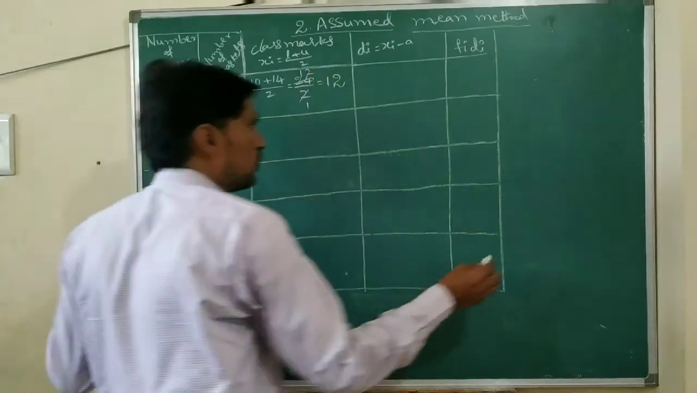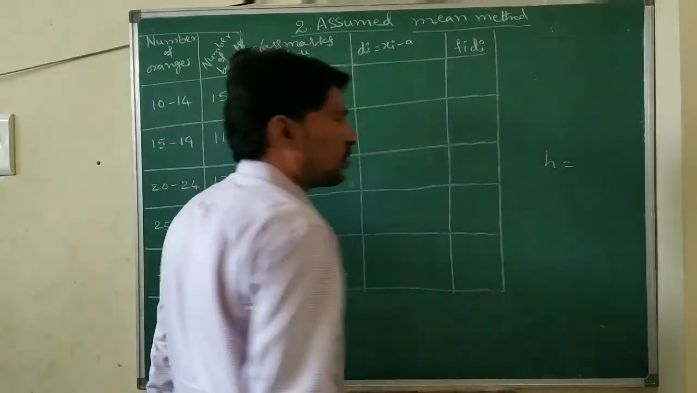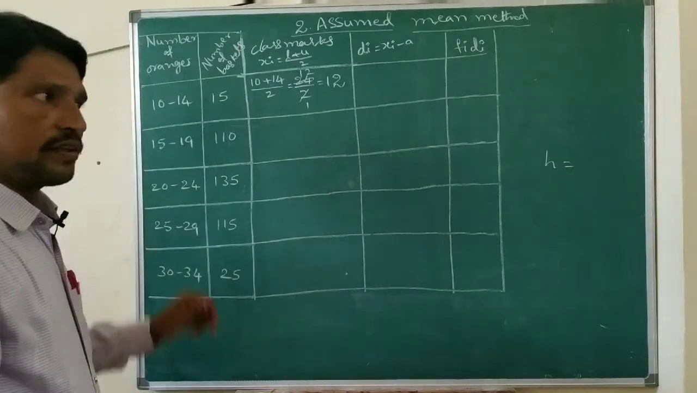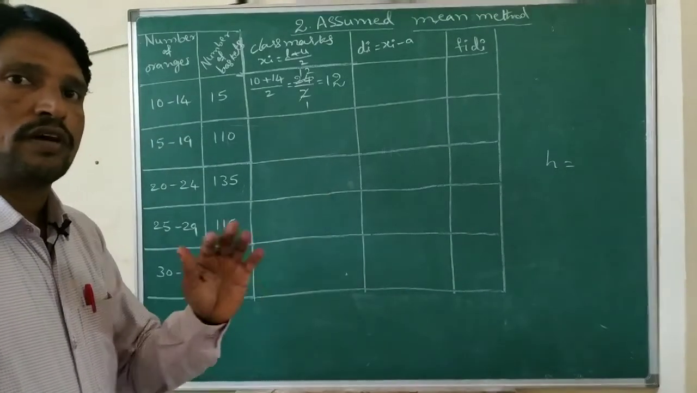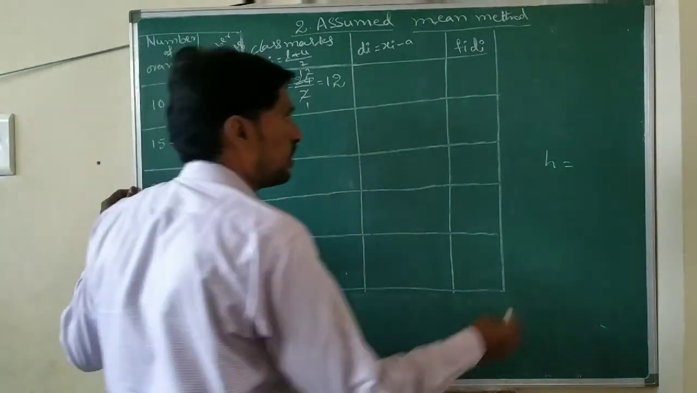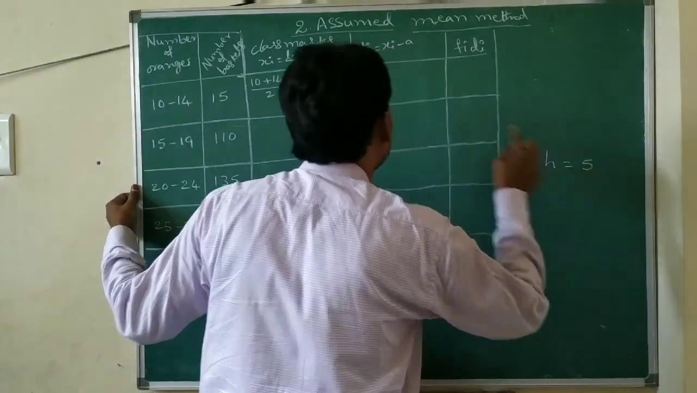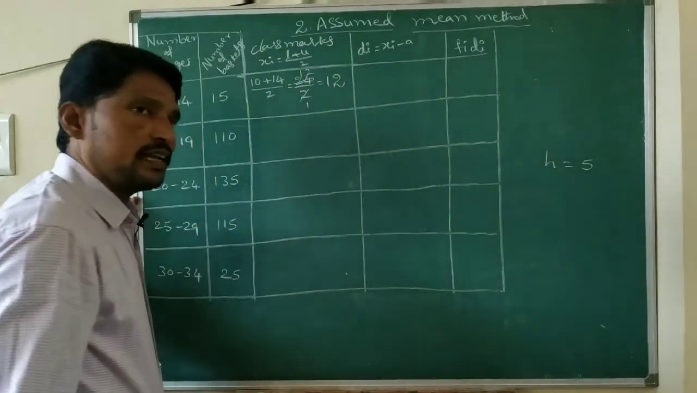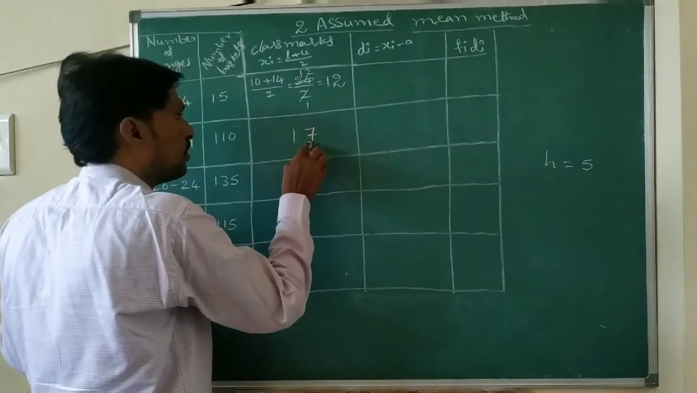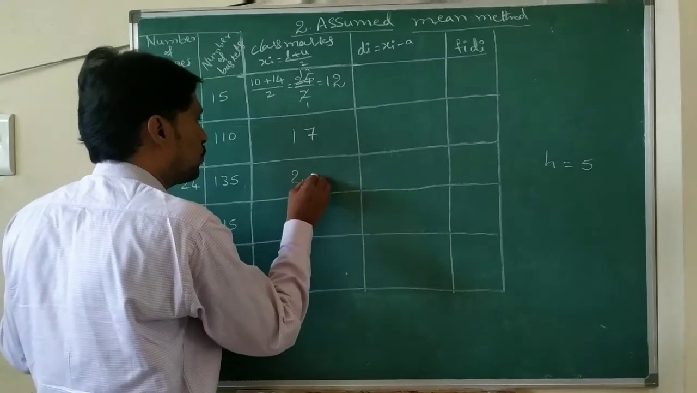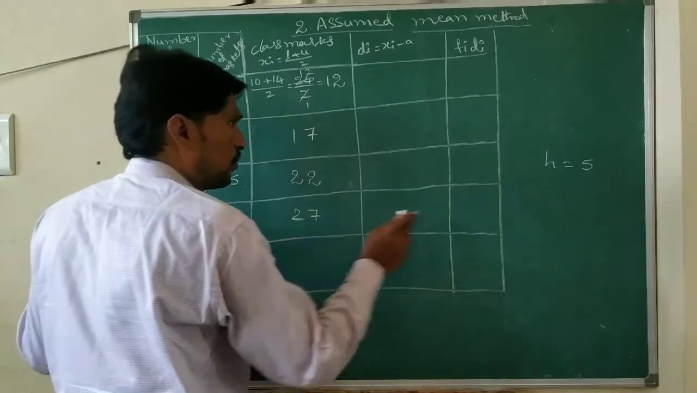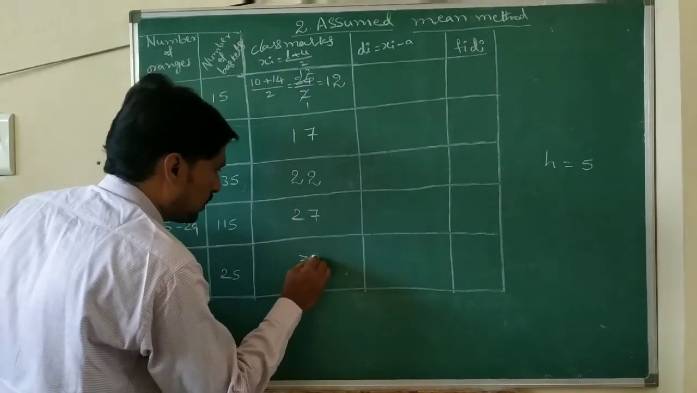So here you have to take H, the height of the class. So how much is the height of the class here? 15 minus 10. For any two successive class intervals, we need to take the difference of lower limits or upper limits. So 15 minus 10 is 5. This 5 you can add to the first class mark, and we get the next class mark. So 12 plus 5 is 17, 17 plus 5 is 22, 22 plus 5 is 27, 27 plus 5 is 32.